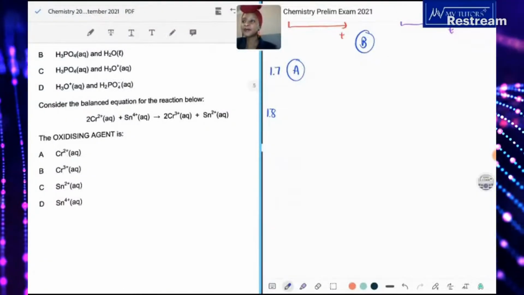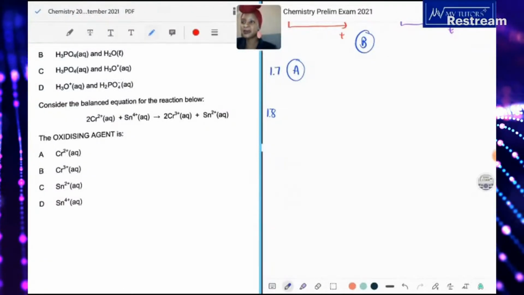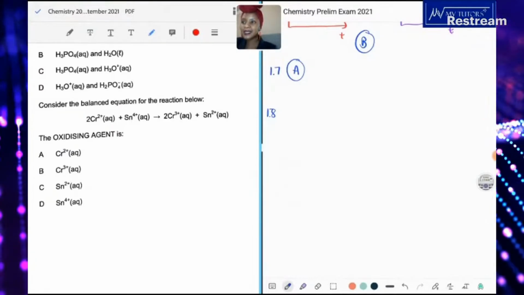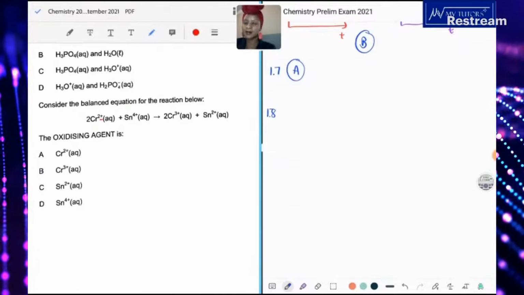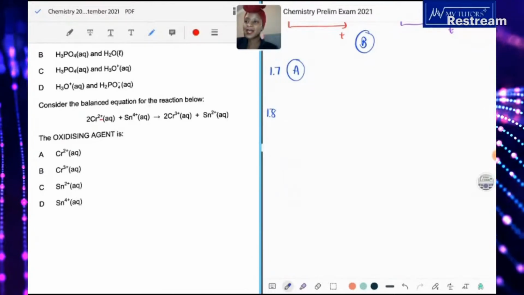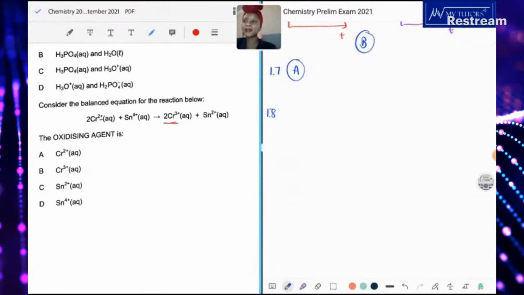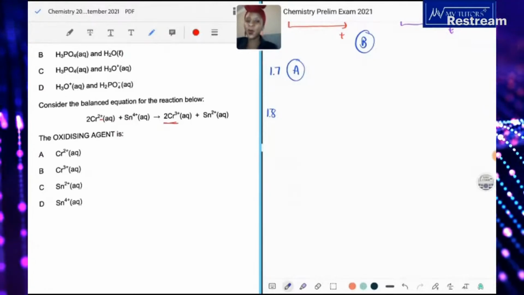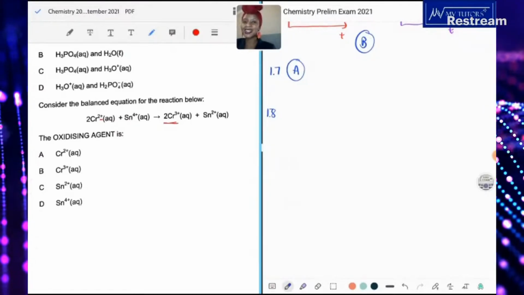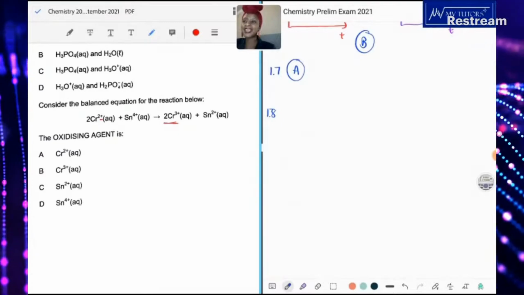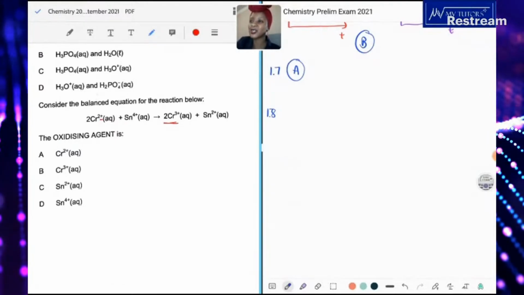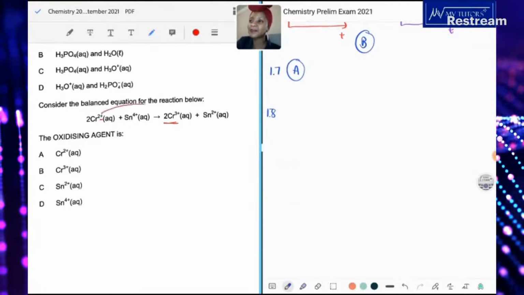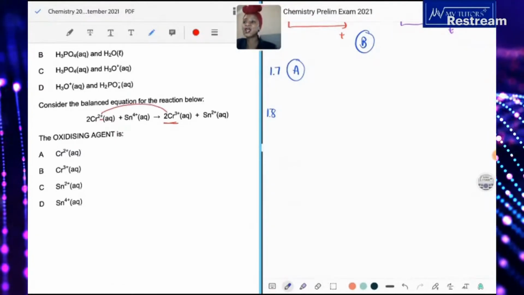So we have 2 chromium here. It has 2 plus ions, so it has excess protons. And if we look at this side, the chromium has more protons, meaning it lost an electron. It lost an electron, from here to there.